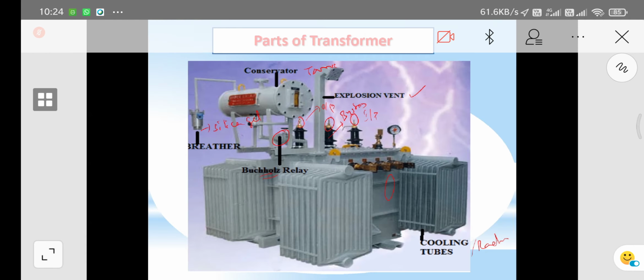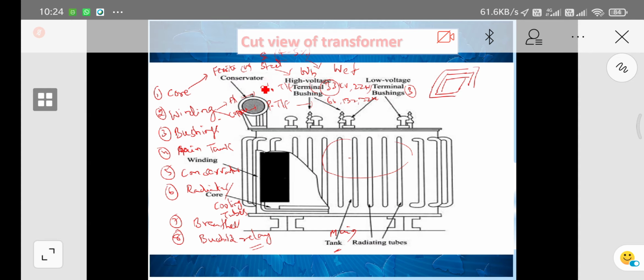Okay, coming to the conservator tank. This is the conservator tank here. What is the function of the conservator? Anybody in the class? What is the function of the conservator? Anybody?